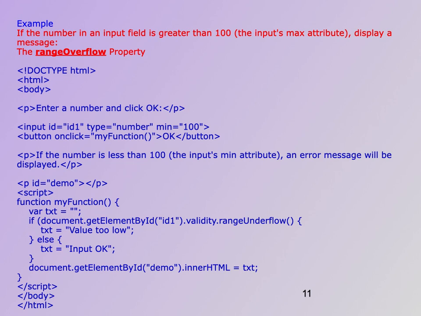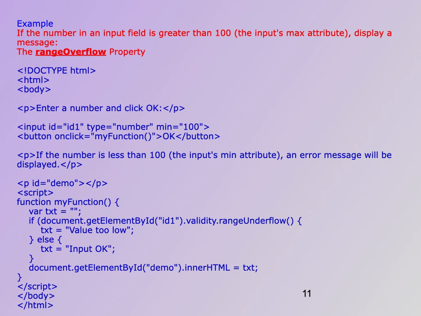In this example, range underflow is implemented. That means if the number is less than a particular value, the minimum attribute is set here. In that particular case, if the value is coming below that particular set minimum value, range underflow is evaluated.